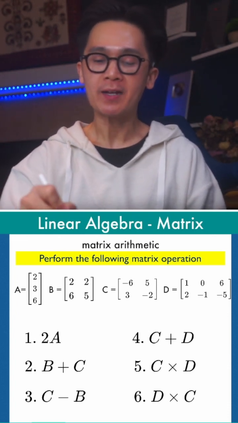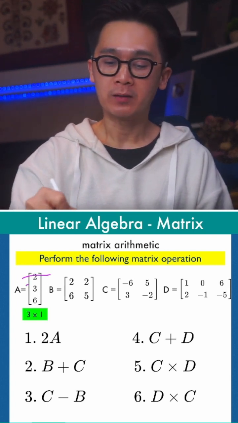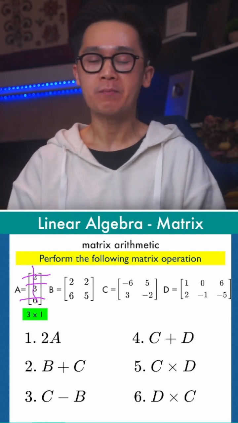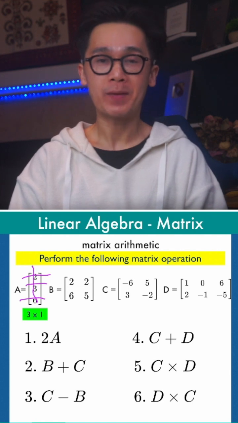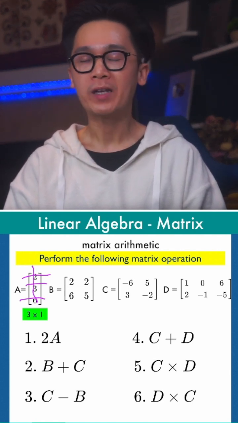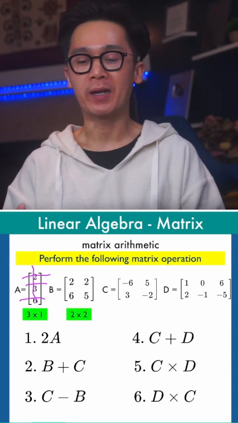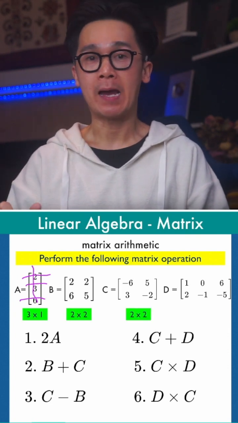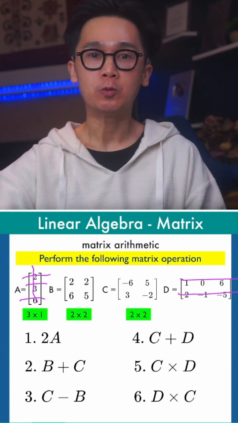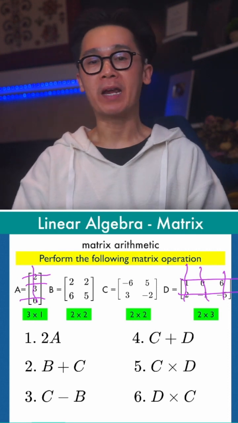For matrix A, this is an example of a 3x1 matrix because we have 1, 2, 3 rows and 1 column. So make sure that you remember that the order or dimension of a matrix is not commutative, so it needs to be row and then column when you order a matrix. For matrix B, we have a 2x2 matrix. Matrix C is an example of a 2x2 matrix, and matrix D, which has 1, 2 rows and 1, 2, 3 columns, is a 2x3 matrix.